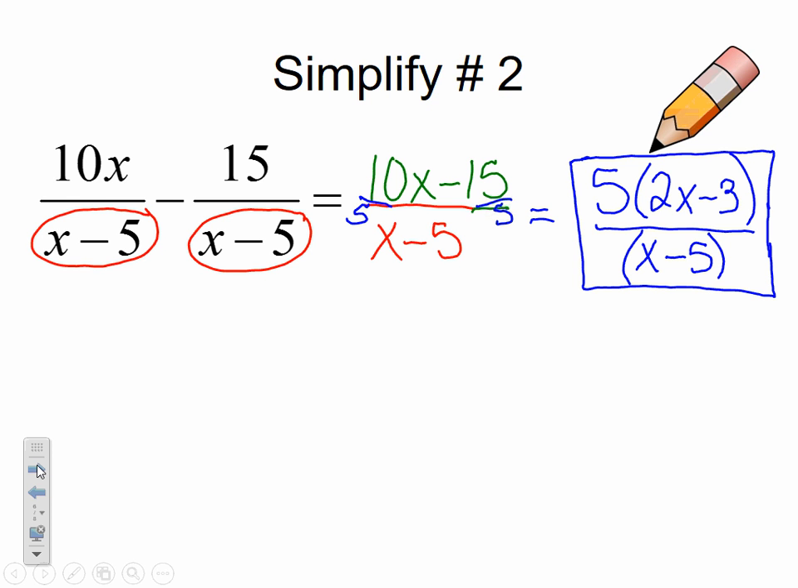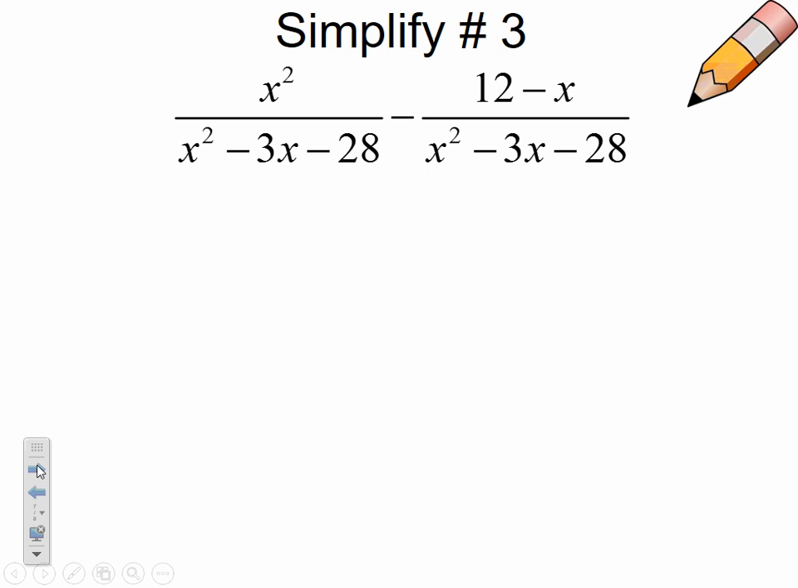All right, already moving on to example number 3. We are cruising today. Here we go. So I have x squared over the quantity x squared minus 3x minus 28 minus 12 minus x over x squared minus 3x minus 28. Now, before we get going anywhere, our denominators are the same. We really need to talk about our numerators on this one.